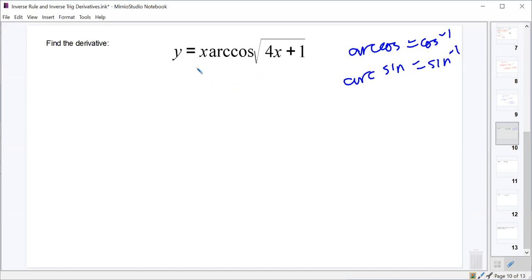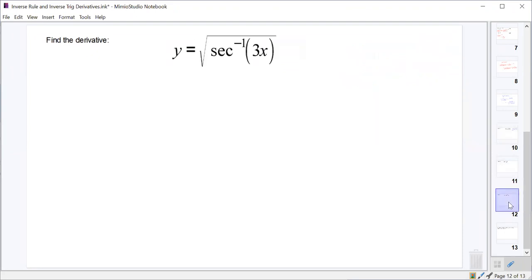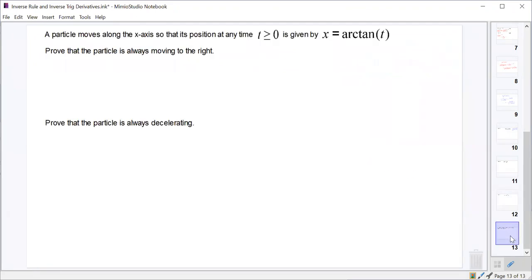But I'm not going to go ahead and do this one. I mean, this one is just the product rule. Right? It's the product rule of x times the inverse cosine of root 4x plus 1. Use the product rule and the new rules. Same with these. Not going to bother doing these. I think you guys have the idea of it down, is my hope.